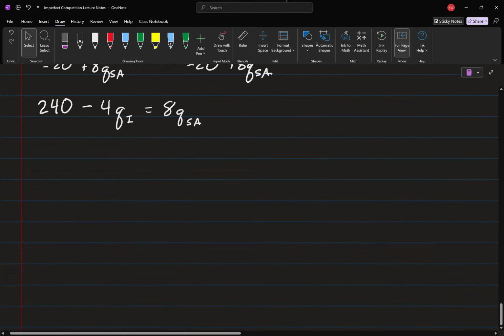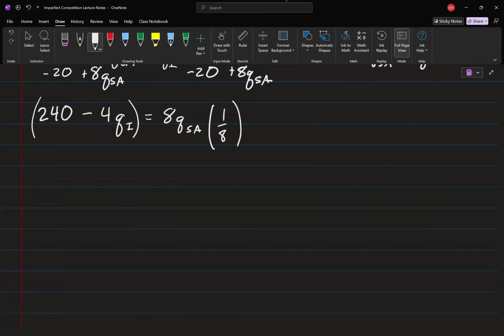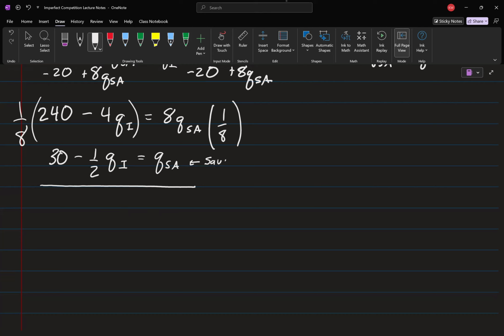Next, we're going to divide both sides by 8. So we can represent that here. 240 divided by 8 is going to give us 30. -4 divided by 8 is going to give us -1/2 multiplied by Iran's output equal to Saudi Arabia's output. So what we found here is Saudi Arabia's reaction curve.